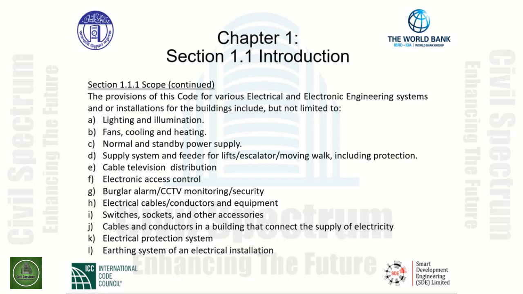Item I, switches, sockets, and other accessories. Item J, cables and conductors in a building that connect the supply of electricity. Item K, electrical protection system. And last, item L, earthing system of an electrical installation.